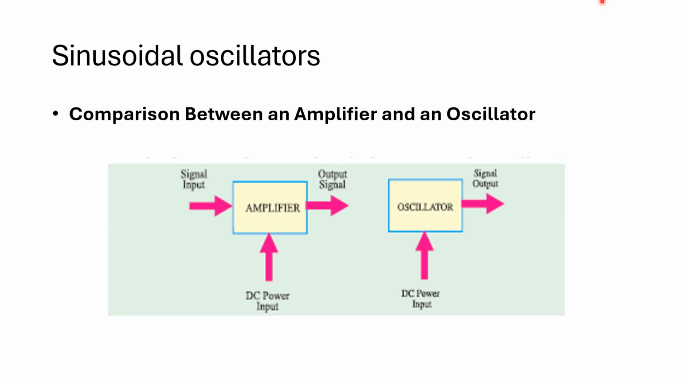Okay, so what will be the frequency of the output signal? For an amplifier, the frequency of the output signal is dependent on the frequency of the input signal. However, for an oscillator, since it has no input signal, the frequency of the output signal is determined by the passive components used in the oscillator, and the frequency can be varied by various designs.